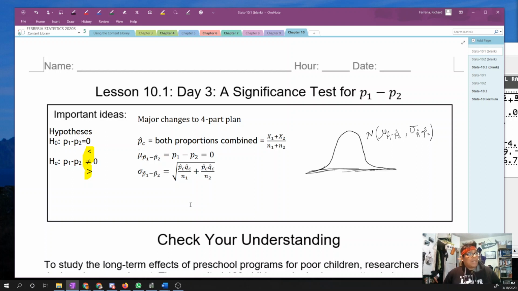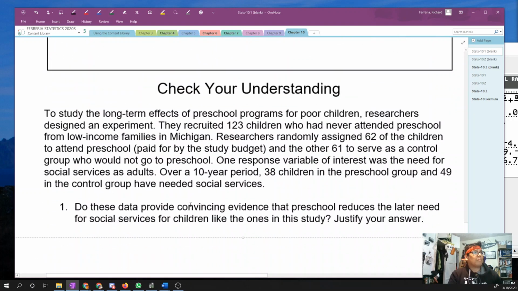And once we get our test statistic, that's basically the same formula. It's the stat minus the parameter, which is the null, divided by the standard deviation. Okay, so you can pause it here to do that. I'll give you 3 seconds to push the pause button. 1, 2, 3. Good. Let's check our understanding down at the bottom.